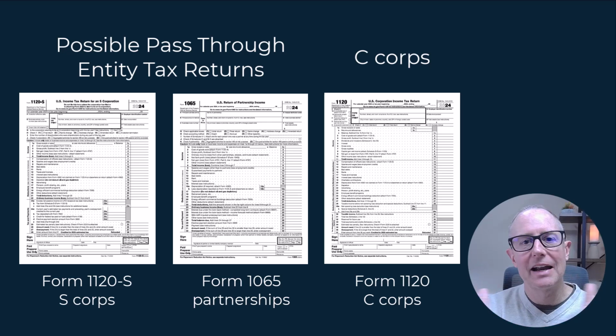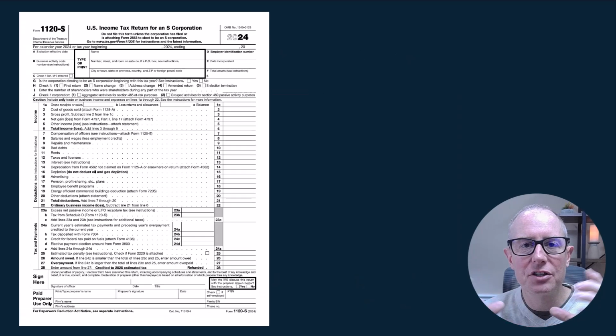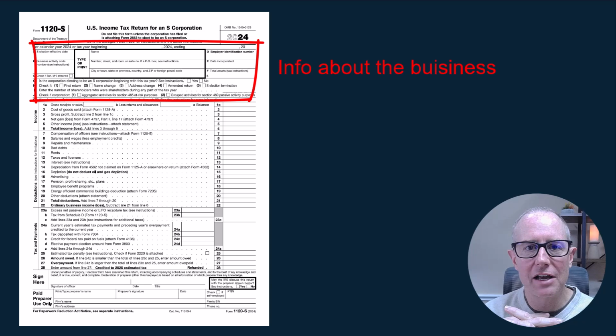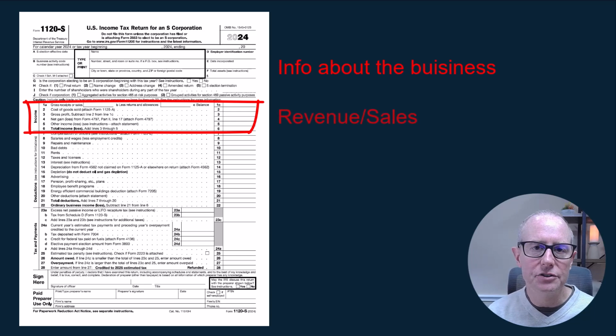Okay, now that we got that out of the way, let's take a look at a typical tax return. In fact, if you look at all three of the tax returns that we just mentioned, they all look pretty similar. In fact, all tax returns for businesses are going to have the same 3 or 4 basic sections, okay? The top section is going to be the information about the business, including the address, the name of the business, EIN, things like that. The next section is going to be the revenue and the sales of the business.